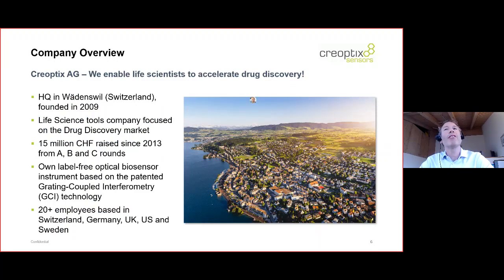Our mission is to enable life scientists to accelerate drug discovery. We're a Swiss company based in Wädenswil, founded not so long ago, 2009. We're a life science tool company focused on the drug discovery market. We've raised a significant amount of investment since 2013, and our product is our own optical label-free biosensor instrument based on many patented technologies, amongst others the grating-coupled interferometry, GCI. We're 25 employees currently based in Switzerland, Germany, UK, US, and Sweden.